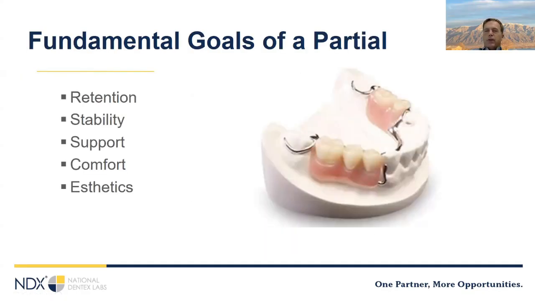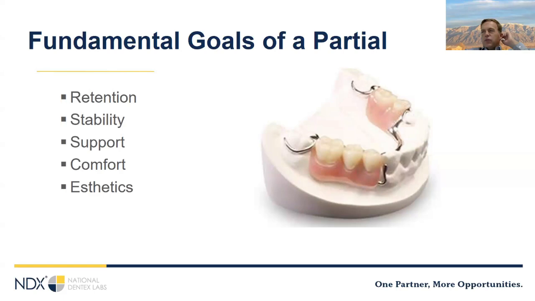So whether you're designing the frame yourself or looking at the design from your laboratory, we want to go through these characteristics of a partial in this order. Of course, we need good retention, and it's got to be enough that the partial is not going to be easily dislodged, but we don't want it to be so difficult that the patient has a hard time taking it in and out. We also don't want to get accelerated abrasion of the abutment teeth.